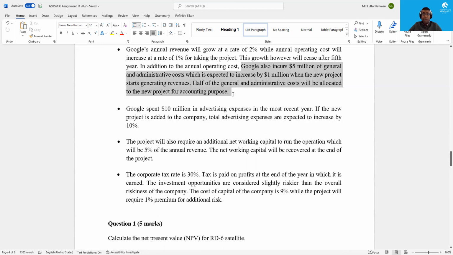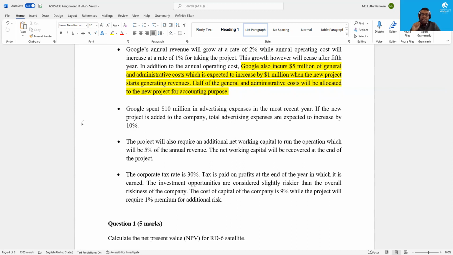General and administrative cost, again, some of you made a mistake here. Look at the information carefully. Google also incurs 5 million of general administrative cost, which is expected to increase by 1 million when the new project starts generating revenue. So this is clear-cut information: an incremental cost of 1 million. We discussed it several times that when we evaluate a project, we should consider only the incremental cash flows. So general and administrative cost should be 1 million, and that remains static over the life of the project.